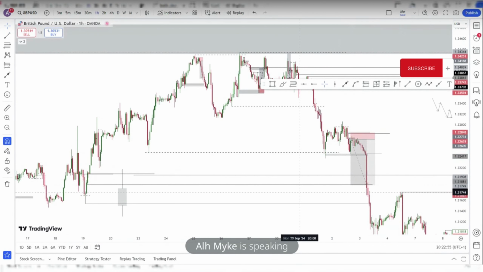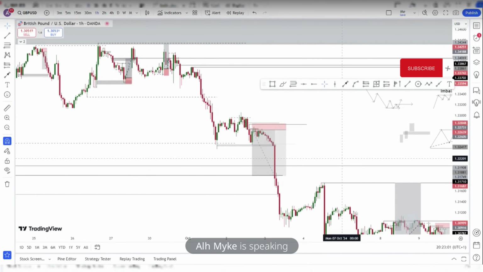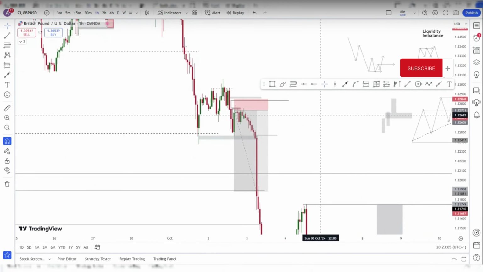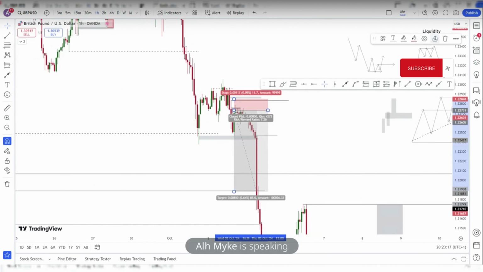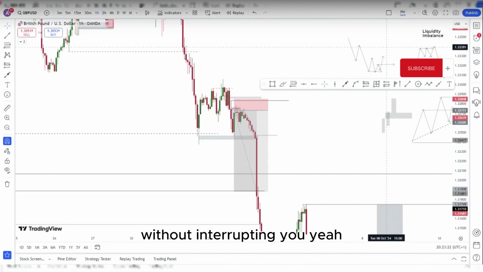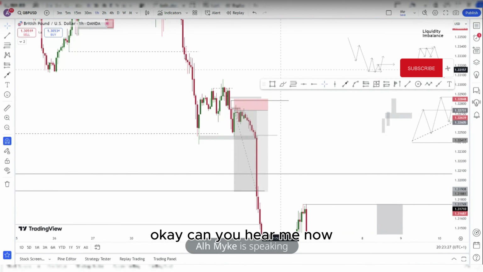Are we together? Jenson, I see Jenson. Michael, are we together? Emmanuel, yes, we are together. Any sense? So my question would be, do we trade this 7 hour mostly? Sorry? All right, no, finish your illustration so that I'll ask without interrupting you. Yeah, you're breaking to a large extent, actually. I didn't get that. Okay, can you hear me now?